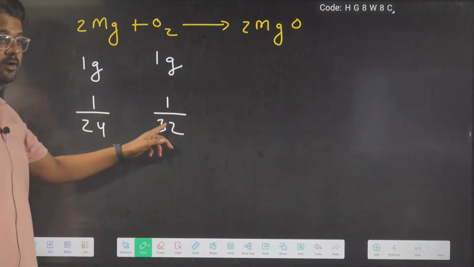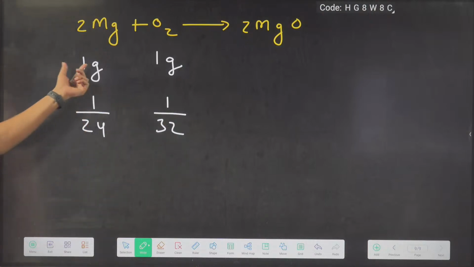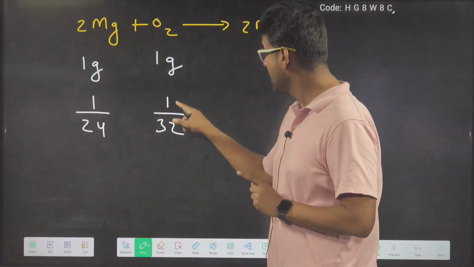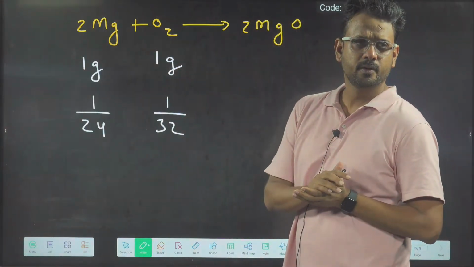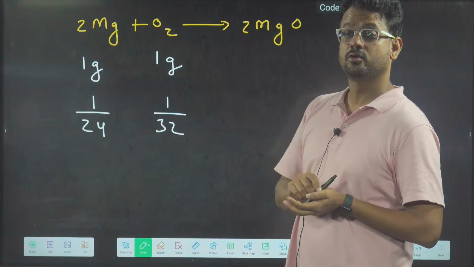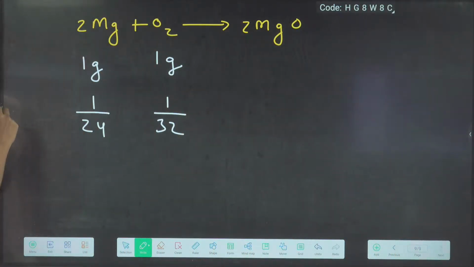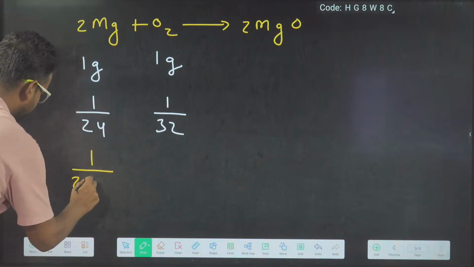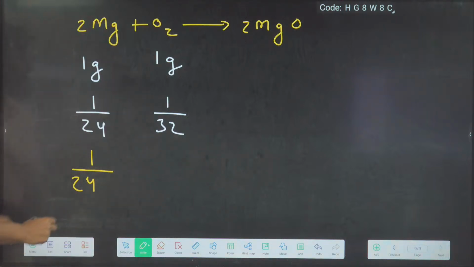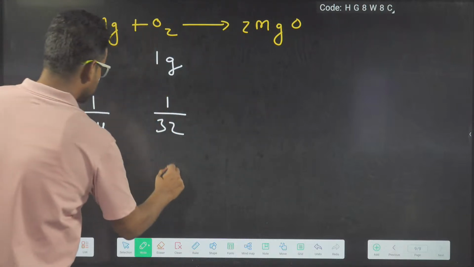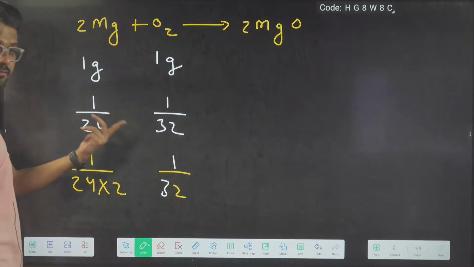But don't jump to the answer looking at this only. This is moles. Given mass upon molar mass. Now you have to calculate the fraction also. Moles of A upon A. So 1 upon 24 divided by 2. This is what you will get. And moles of B upon B. So 1 upon 32 divided by 1 will remain same only.